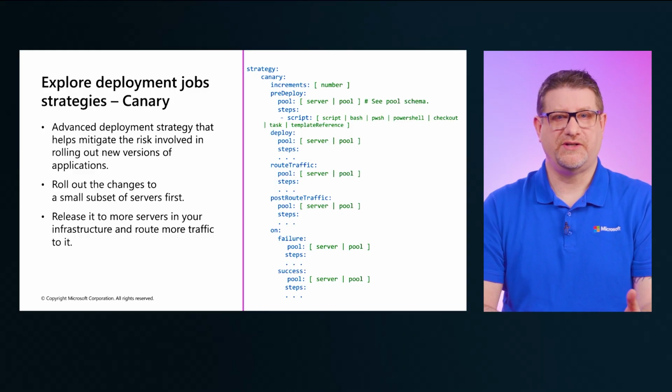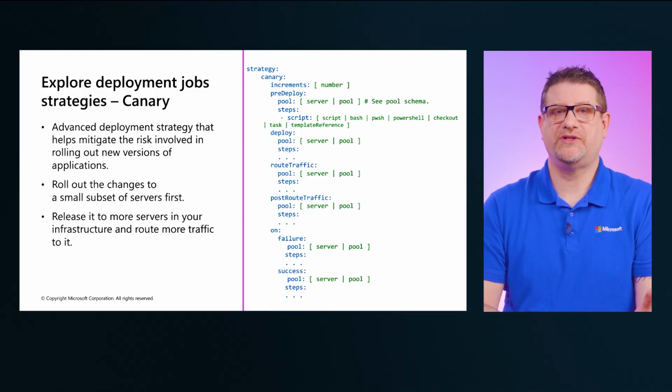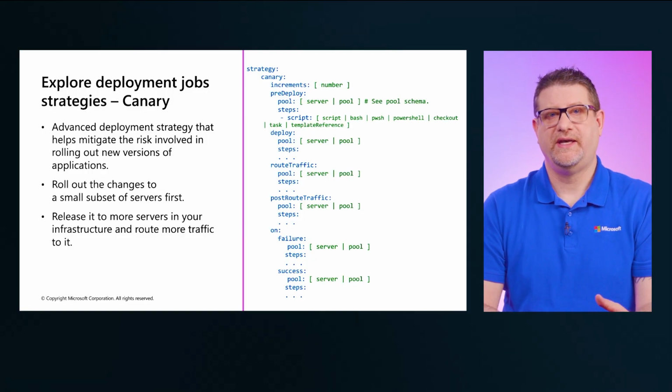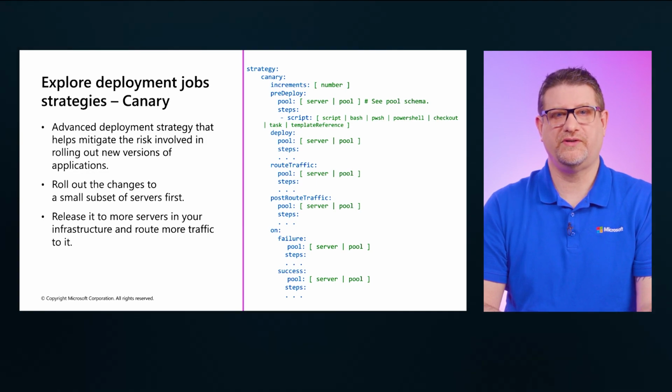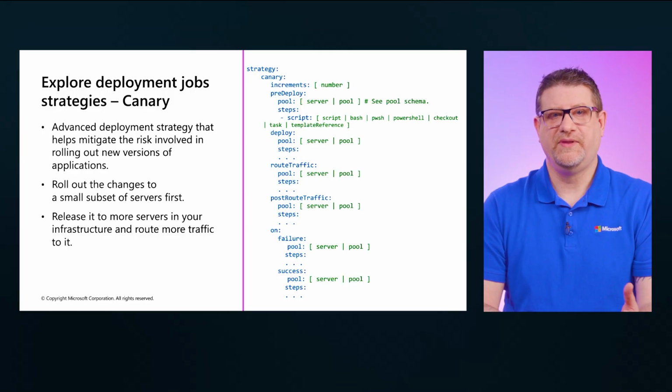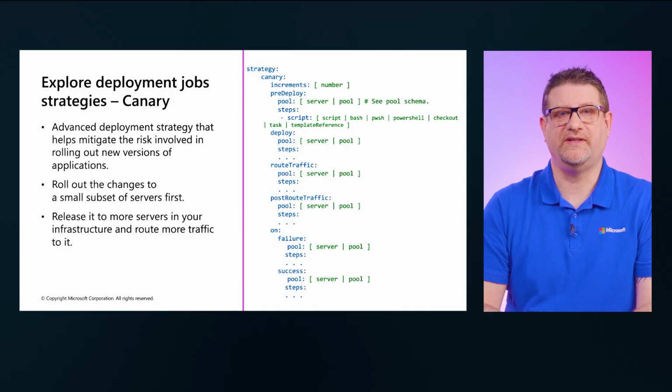The canary deployment strategy in Azure DevOps is an advanced technique used to minimize risk when rolling out new versions of applications. Instead of updating all the servers at once, canary deployments start by releasing changes to a small subset of servers, like sending a scout ahead to test the waters. As confidence in the new version grows, the deployment expands incrementally to more servers, gradually routing more traffic to the updated application. This approach allows teams to monitor performance and catch any issues early, ensuring that problems can be addressed before they impact the entire user base. The strategy is configured using the canary keyword, with increments specifying how many servers are updated at each phase.